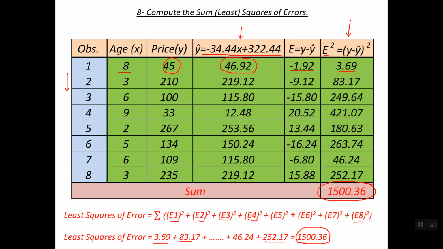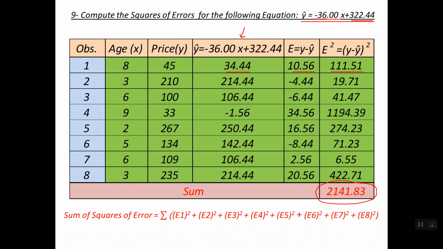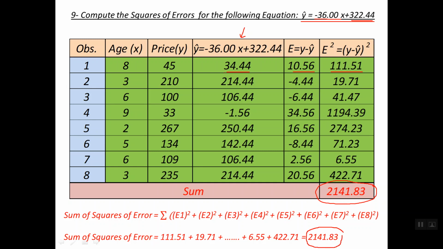So this is the meaning of least squares of error. The sum of squares of error is the same as the sum of the error squares for all the observations. So as you see here, the value of the sum of the squares of the error becomes greater.